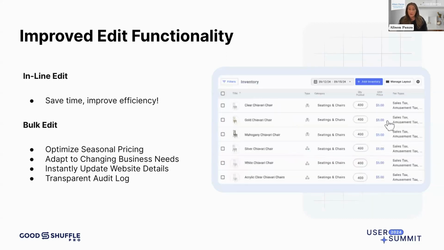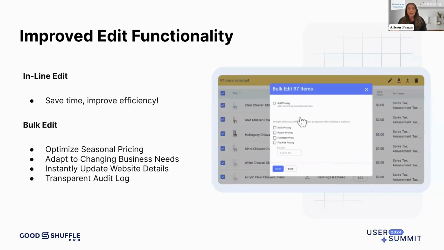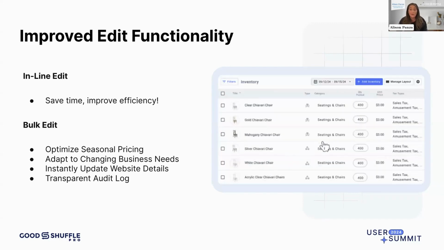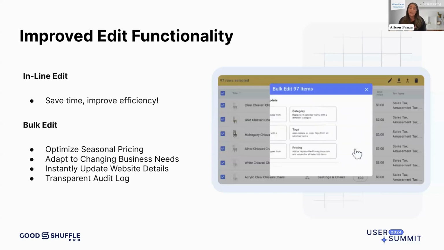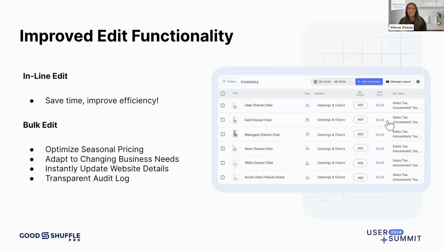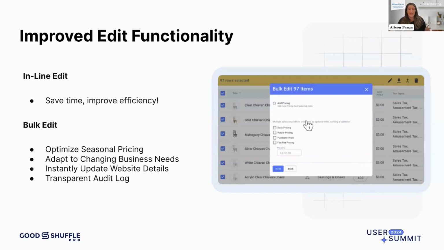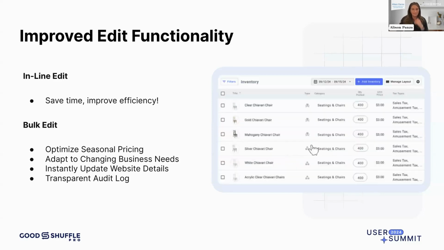And with Goodshuffle Pro's website integration, all of the details that you update with bulk edit will also instantly appear on your website. So if you want to add a gallery or add tags to certain items to appear on the website, you can do that with bulk edit. There's no extra steps that you need to take to make that happen. No need to talk to your website developer. All of the changes that you make with the bulk edit will show up immediately on your website as well.